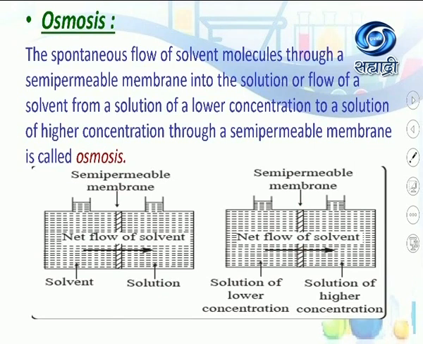Now, if the question is define osmosis, you have to write this whole definition. Don't write the definition like this: the spontaneous flow of a solvent molecule through a semi-permeable membrane into the solution, and that's it. No, that is wrong. You also have to write the whole definition, or the flow of a solvent molecules from a solution of lower concentration to a solution of higher concentration through a semi-permeable membrane. Both points together must come in the definition.